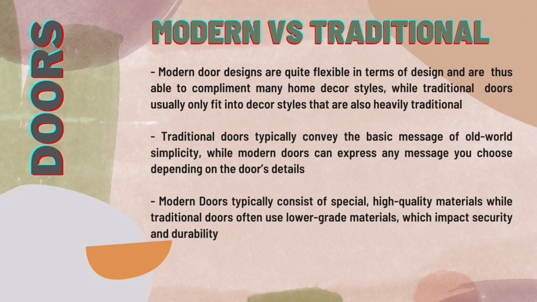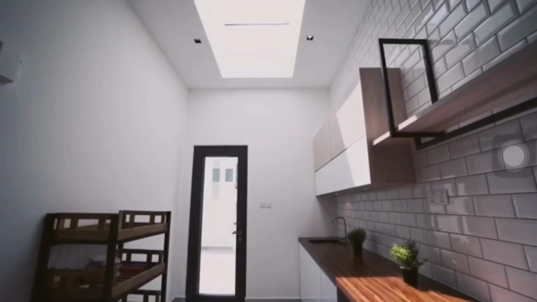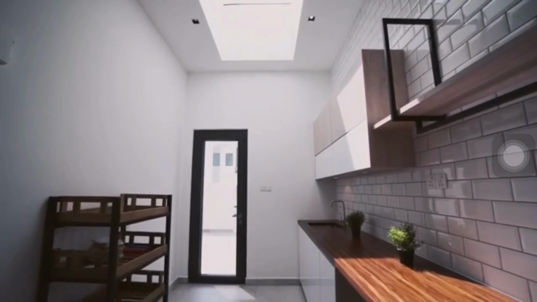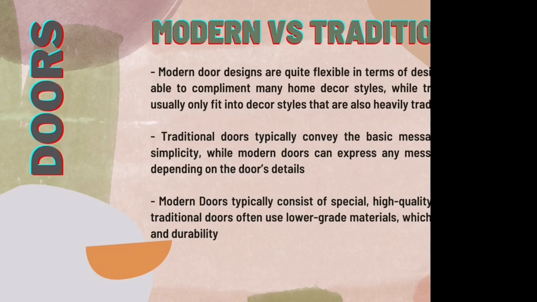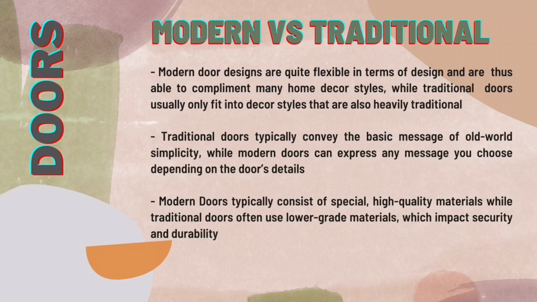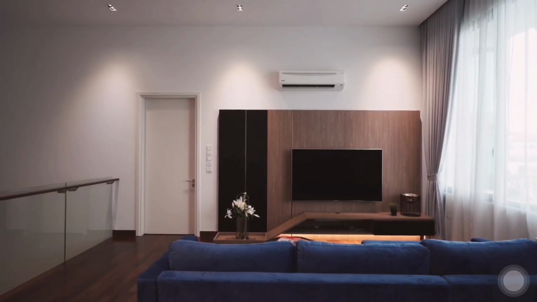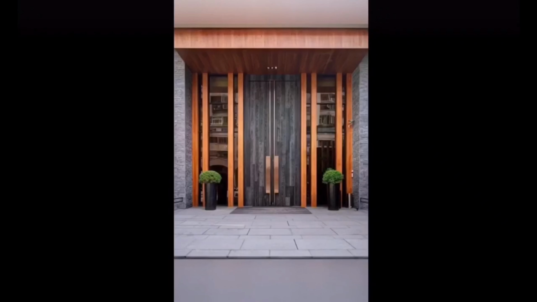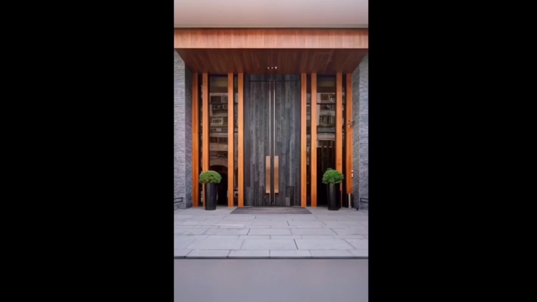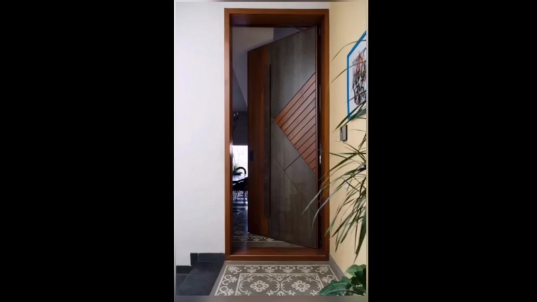Modern door designs are quite flexible and able to complement many homes' decor styles, while traditional doors usually only fit into decor styles that are also heavily traditional. Traditional doors typically convey the basic message of old world simplicity, while modern doors can express any message you choose depending on the door's details. Modern doors typically consist of special, high-quality materials, while traditional doors often use lower-grade materials which impact security and durability.